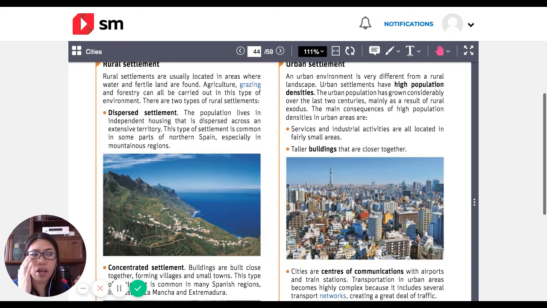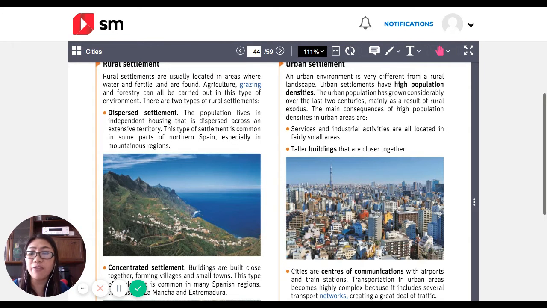So there are a lot of food chains, a lot of restaurants or bars or services within a small area. Okay? Then there are taller buildings or skyscrapers that are next to each other. And also the centers of communication or transport chains going to an airport or going to another city or another area or train station. So as a result of transport networks, there is a great deal of traffic. Okay? So let's try to summarize everything that we've learned on this page.